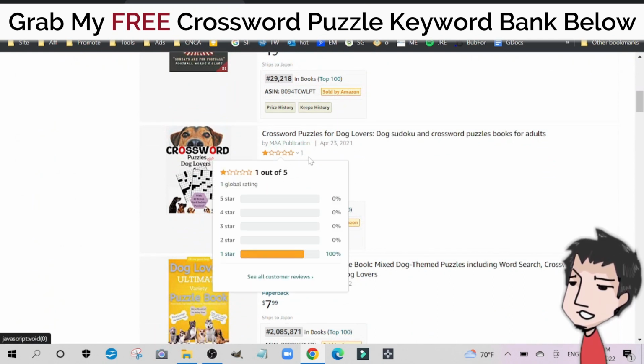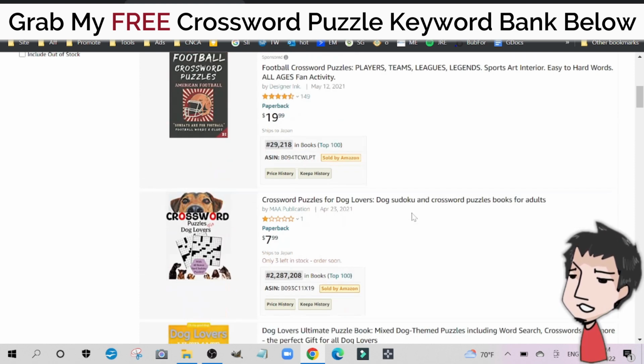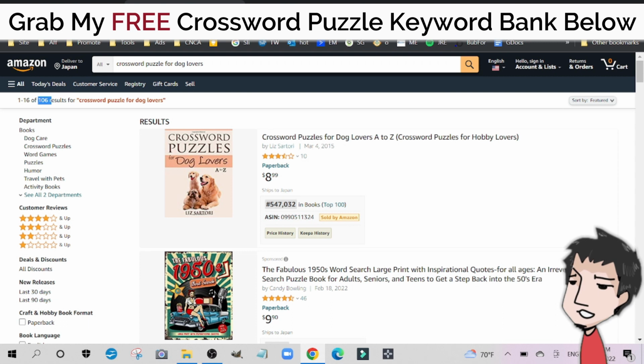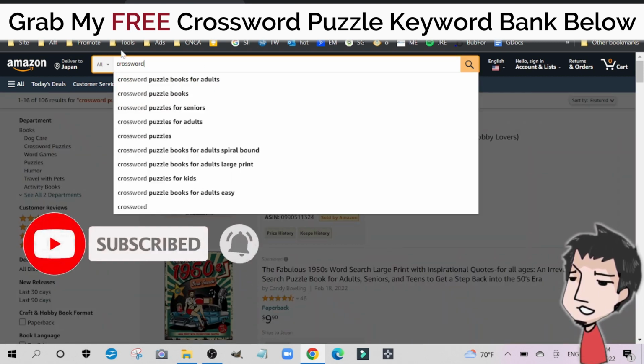Okay, so if you scroll down, we have another one. It has only 1 star, so this is a poor quality one. Look at the cover, it doesn't look so good at all. So you see I have a modifier, dog lovers, okay? So I want to delete this. I want to find another type of niche, okay?